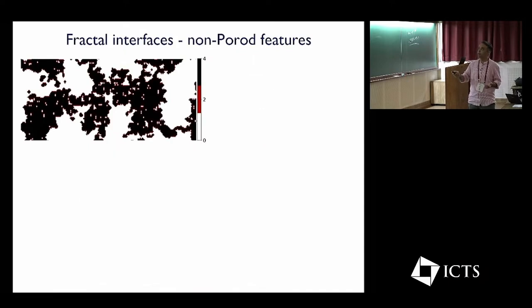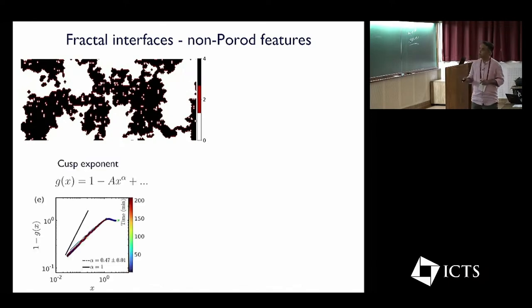And now, if you look at the structure of these domains that are formed, we see that these are very rough domains. These are not domains with sharp interfaces. So to characterize this, what we do is we look at the correlation function. It can be written in this fashion. Once again, most equilibrium systems show alpha close to 1, but here we see that this exponent, the cusp exponent, turns out to be 0.47.